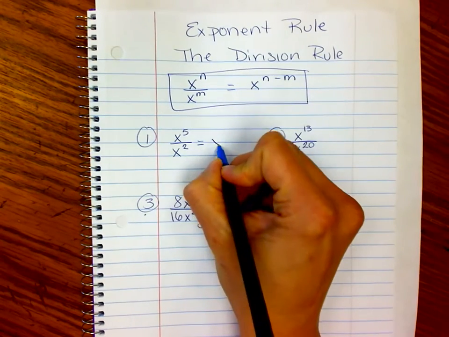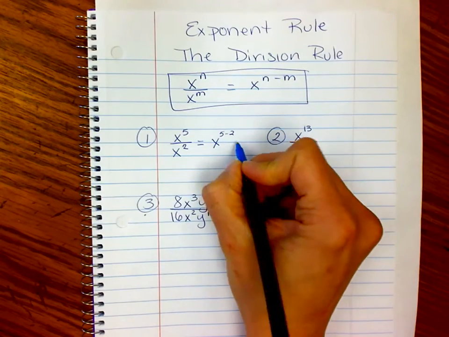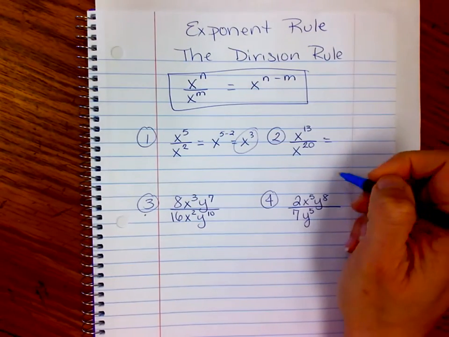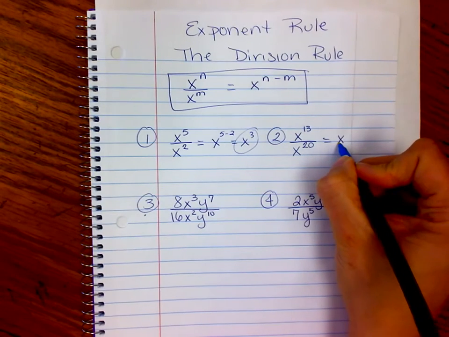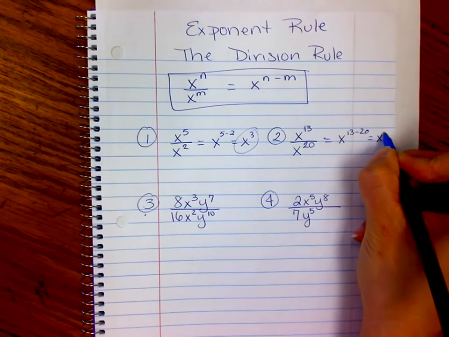Bases are the same. X to the 5 minus 2. That's how you do it. And so that's x to the third power. Over here, we get x to the 13 minus 20, which equals x to the negative 7.